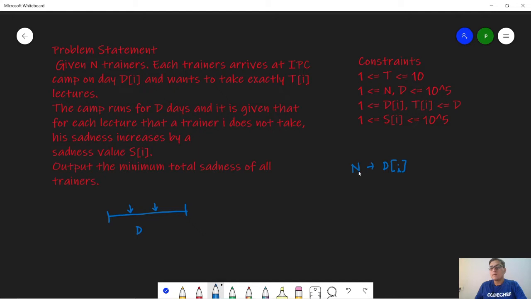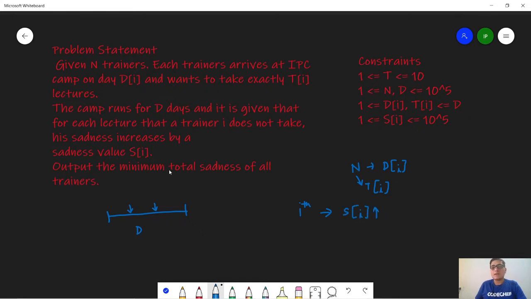Now it is given that each trainer wants to teach t of i lectures. They can teach these lectures from the arrival day to any day till the end of this camp. We are only allowed to take at most one lecture in this programming camp per day. So there might be the case that all these n trainers might not be able to take all the lectures. Hence, for each lecture that the ith trainer is not able to take, his sadness increases by s of i.